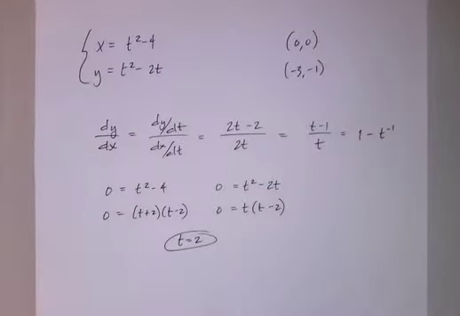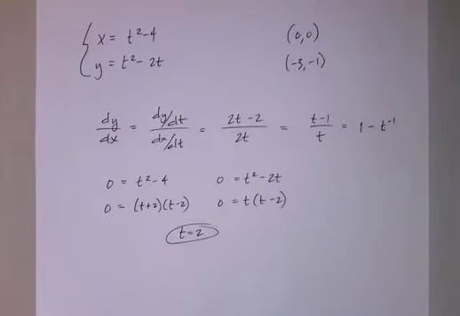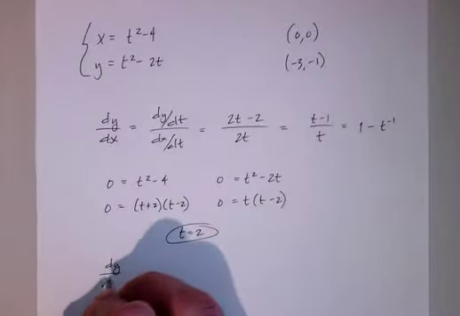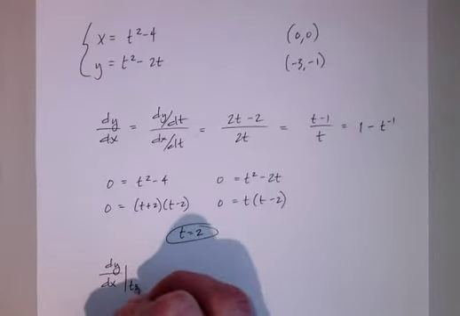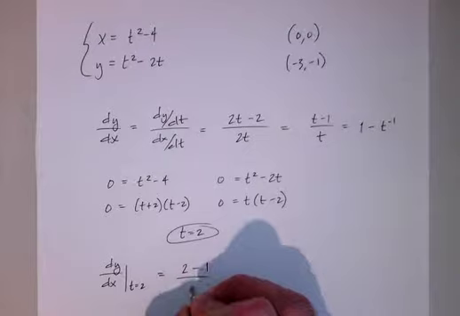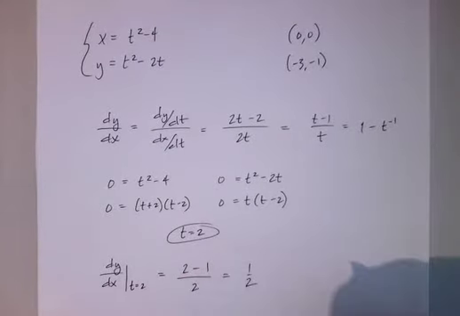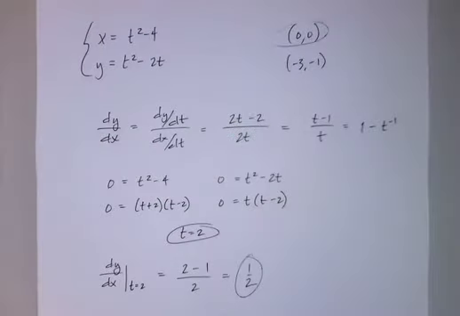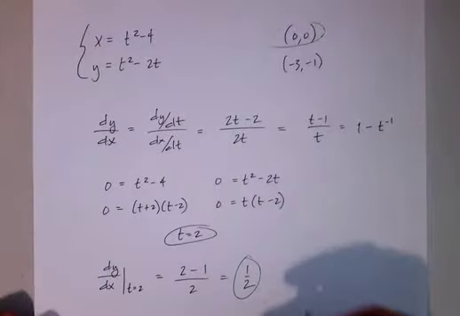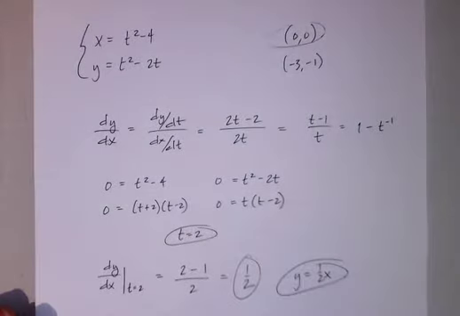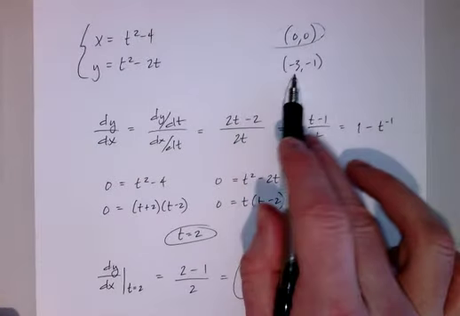So I'm really looking for the tangent line at t is equal to 2. So what I need to do is evaluate my dy dx at t is equal to 2, and I'm going to get 2 minus 1 over 2, or 1/2. So I have my slope, I have my point. I can go point slope, except it's through the origin, so we know that it's y is equal to 1/2 x, okay?